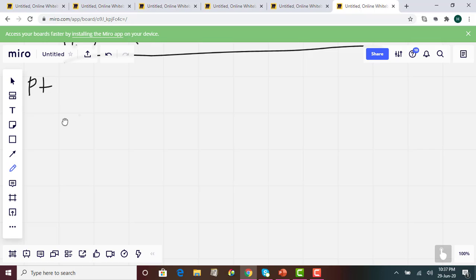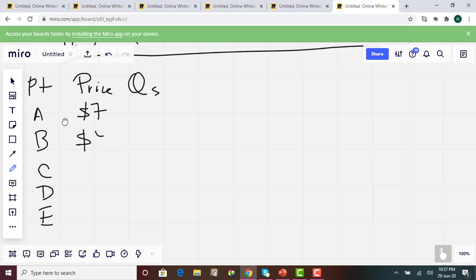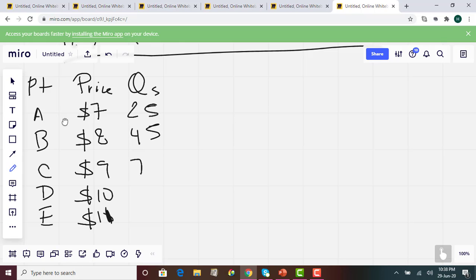You have several different points, then you have the price, and then you have quantity supplied. So A, B, C, D, and E. As price increases, we will see that supply will also increase, right? Because the law of supply says there is a positive relationship between price and quantity supplied. So if price goes up, quantity supplied will also go up. So this is 25, 45, 75, 105, 125. So this table is given to you.